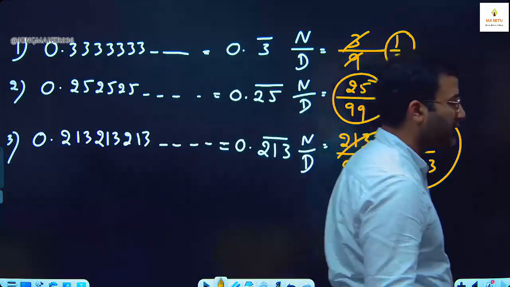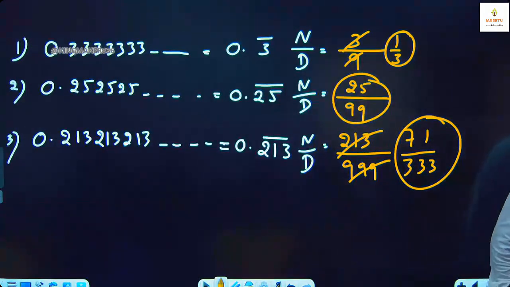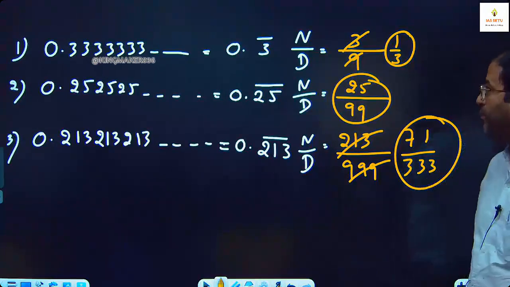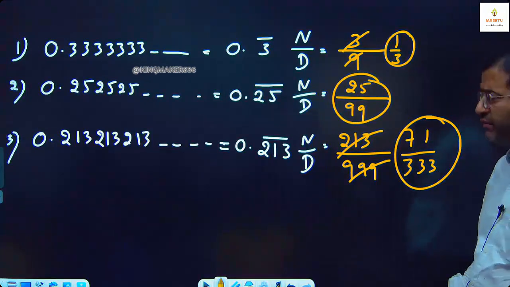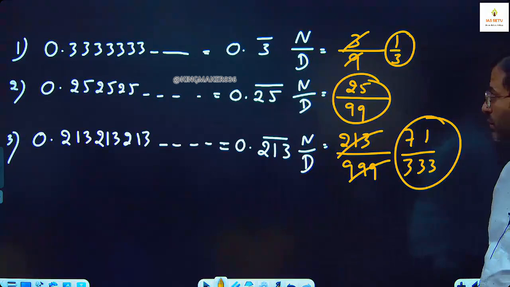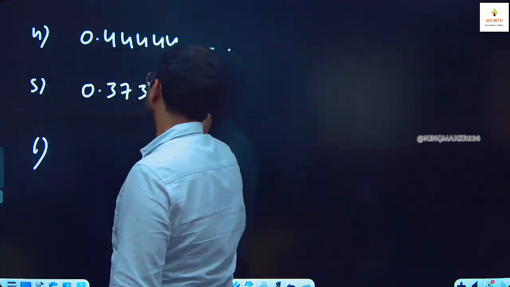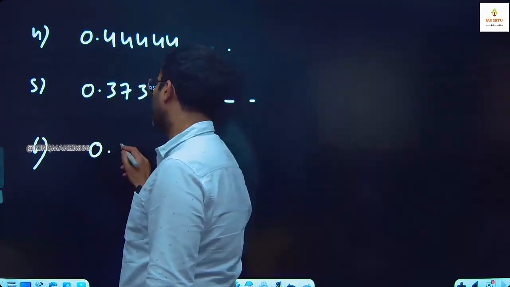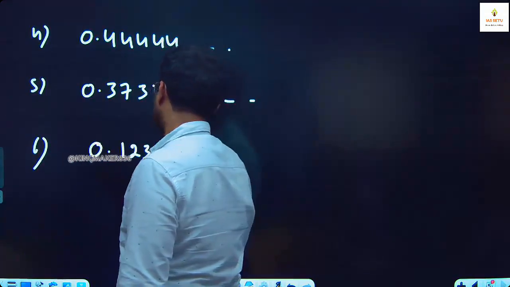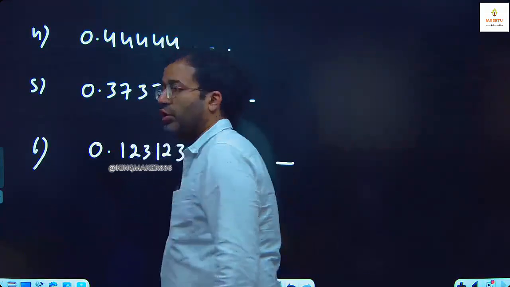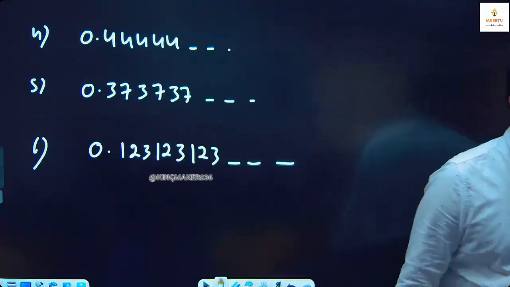I ask you 3 examples so that you can try the same. Okay. Very easy. Type 1 is very, very easy. Take your time. Question number 4, 5, 6. This is 0.444444. 0.37, 37, 37. This is 0.123, 123, 123. You have to convert this recurring decimal into a fraction.